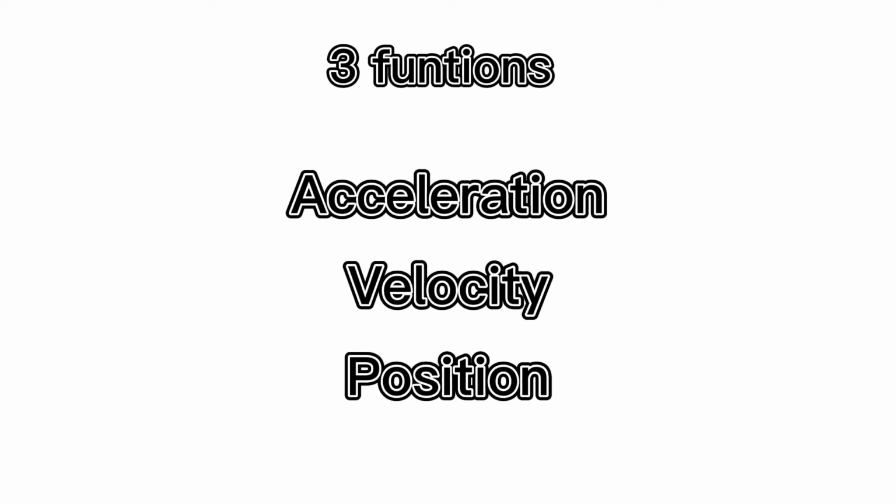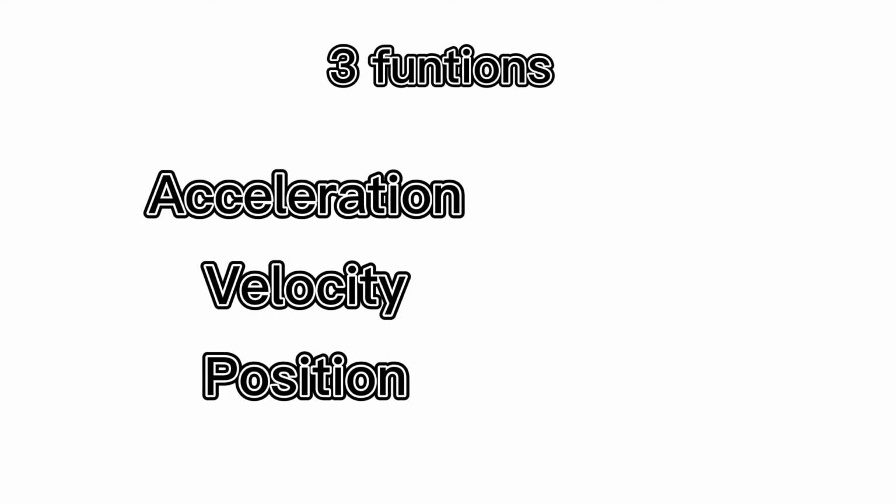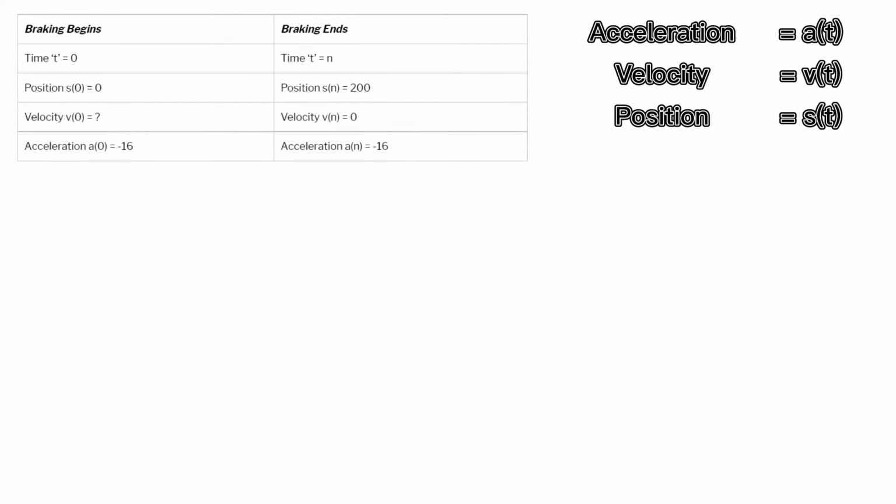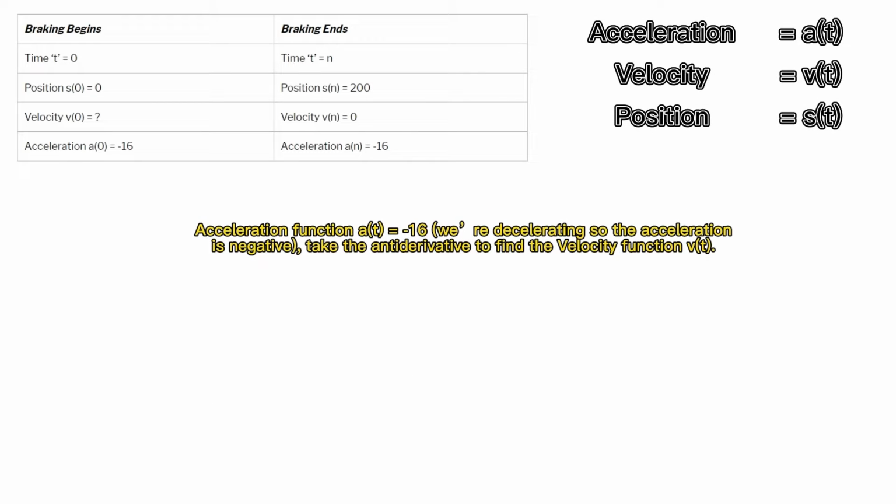In this case, there are three functions that are related, which are acceleration, velocity, and position. After defining these three functions, we get s(t), which represents position, v(t), which represents velocity, and a(t), which represents acceleration. Since we know the acceleration function a(t) is equal to negative 16, because we are decelerating, so the acceleration is negative, we can take the antiderivative to find the velocity function v(t).